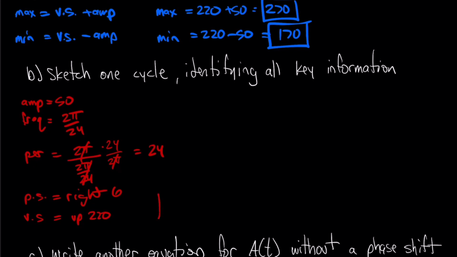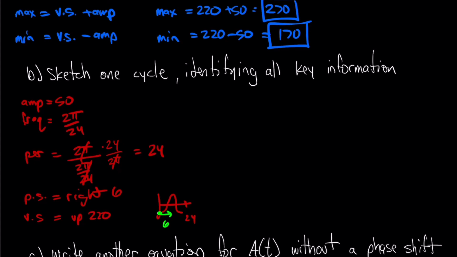Okay, quick little thumbnail for this. It's negative cosine, which looks like this. The period is 24. And we are shifting this right 6. So let me use a different color. This point right here is going right 6.